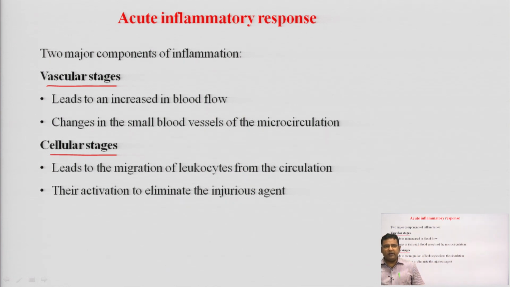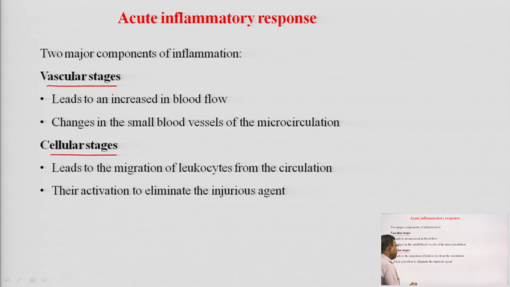So, what is the vascular stage? It leads to an increase in blood flow to the inflamed area, and changes in the small blood vessels of the microcirculation. Microcirculation means arterioles, venules and capillaries. The small blood vessels are altogether called the microcirculation. So, the vascular stage involves changes in the small blood vessels of the microcirculation.